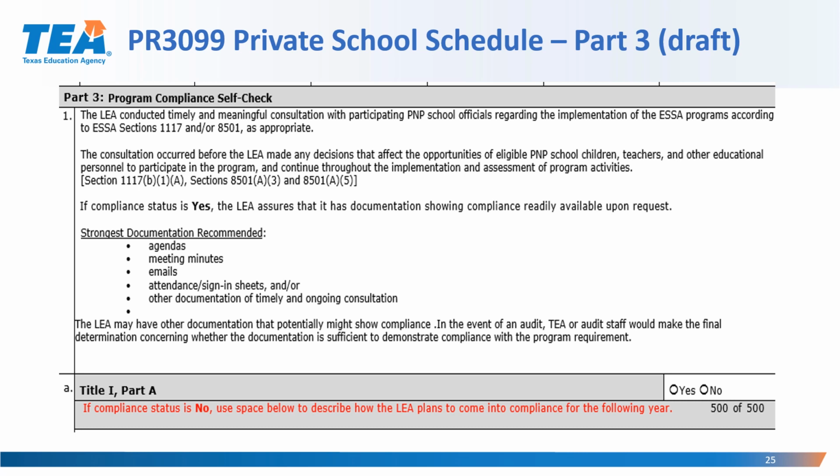Some of the strongest documentation are listed under Part 3 as agendas, meeting minutes, emails, attendance sign-in sheets, and other documentation of timely and ongoing consultation. If compliance status is no, the LEA must use the space below to describe how it plans to come into compliance the following year.